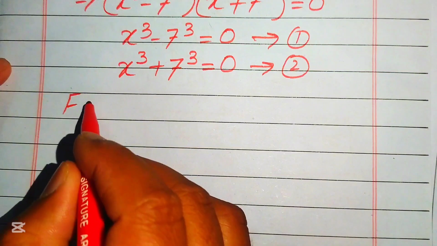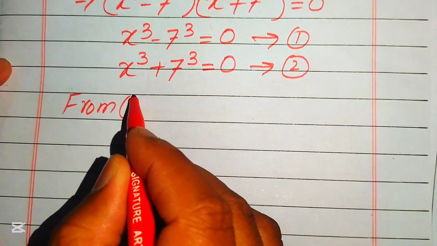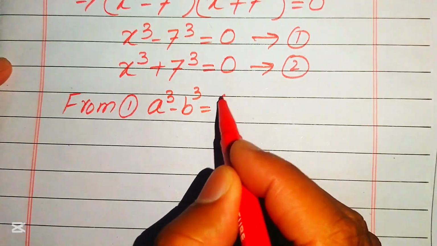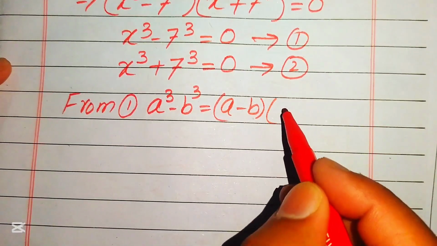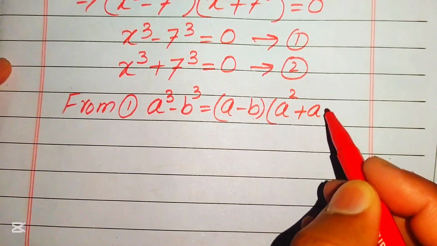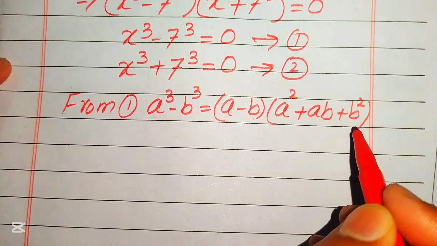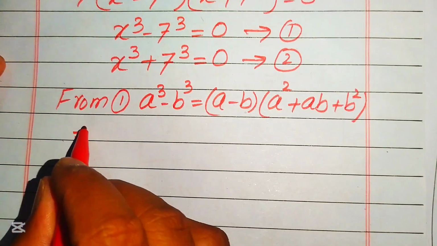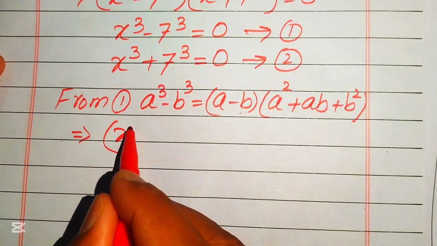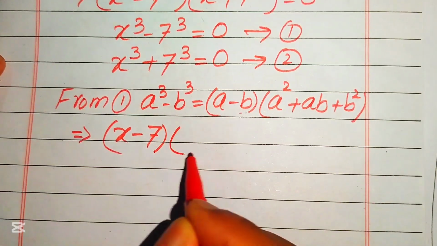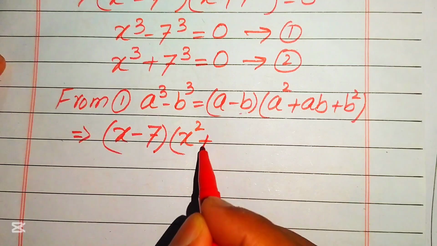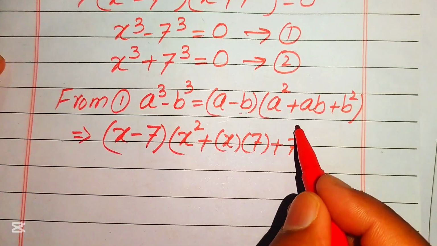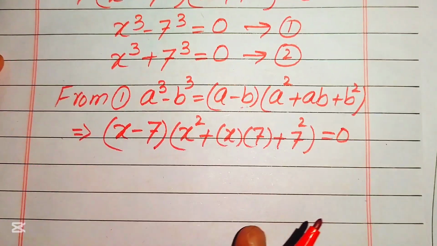Here first we focus on equation number 1. From equation number 1 we will apply this nice formula: a cubed minus b cubed equals a minus b times a squared plus ab plus b squared. According to this cubic formula, we write our equation number 1 in this form: x minus 7 times x squared plus x times 7 plus 7 squared.